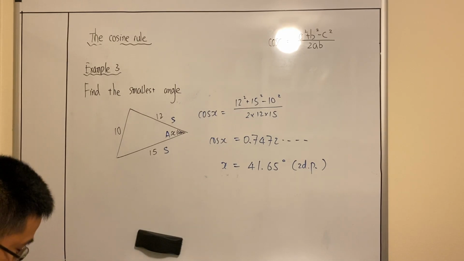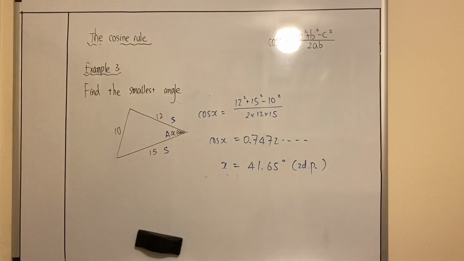It's pretty good. Now in the next example, I'd like to show you how to find the area of any triangle when the sizes of the triangle's sides are all known. So when the sides of the triangle are all known, how do we find the area of the triangle?